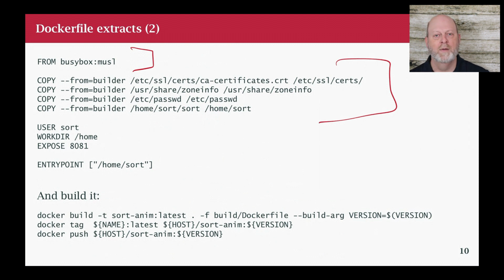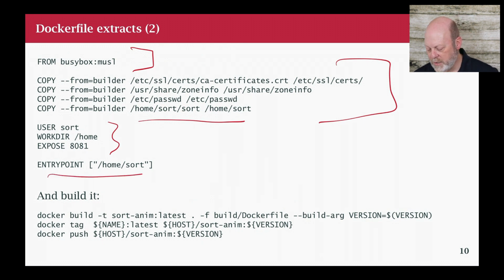So I'm going to build from BusyBox, and now we're going to copy the certificates, the time zone data, the password file because I created my new user to run the program, and I'm going to copy very specifically my binary. And that's the whole program right there, folks. When I copy this binary, that's my whole program, right? I'm going to say what user to run it as. That's the user I added. Where to run it, the home directory. The port that I'm going to expose, right? And then I just have this entry point that says start my binary.